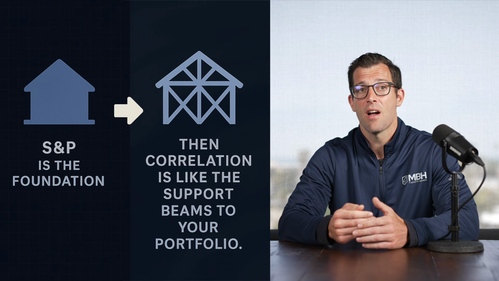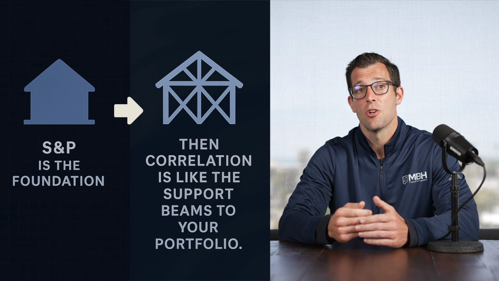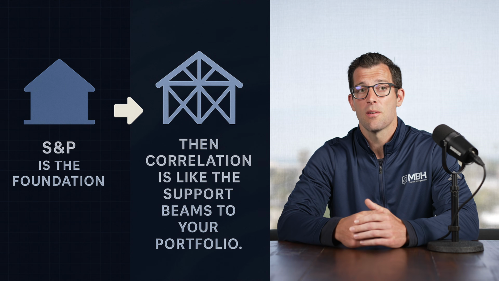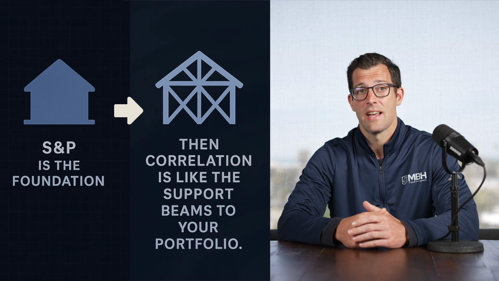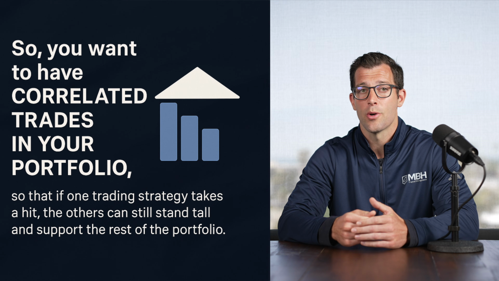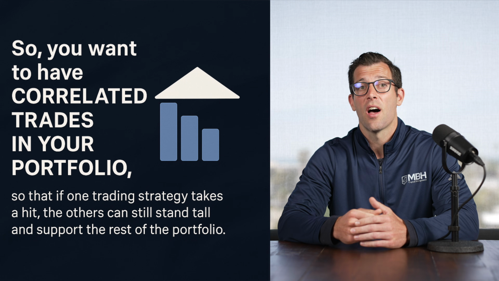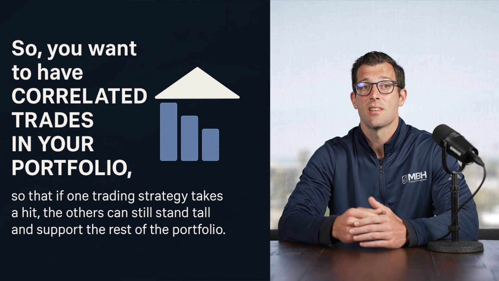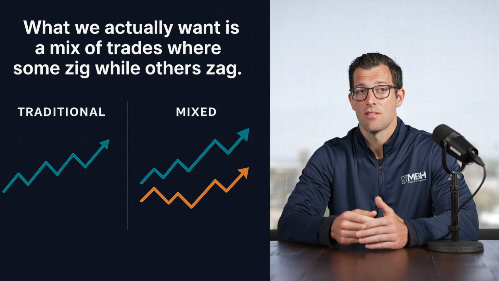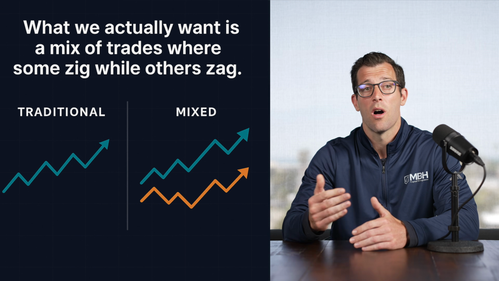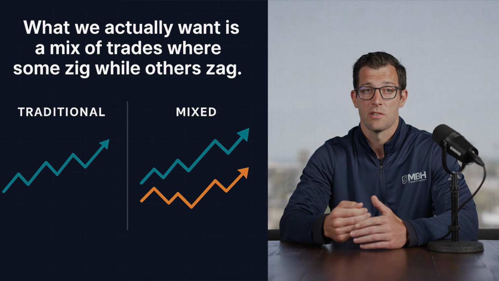So if the S&P 500 is your foundation, then correlation is like the support beams to your portfolio. If all of the support beams are lumped together in one place, then the house won't stand. So you want to have uncorrelated trades in your portfolio so that if one trading strategy takes a hit, the other ones can still stand tall and support the rest of your portfolio. What we actually want is a mix of trades where some zig while others zag. This smooths out your returns and reduces your risk over time.